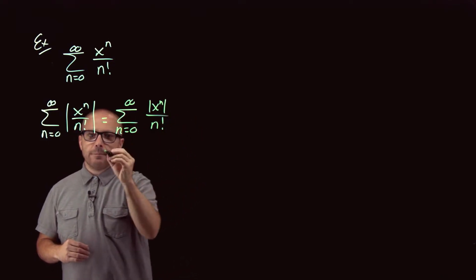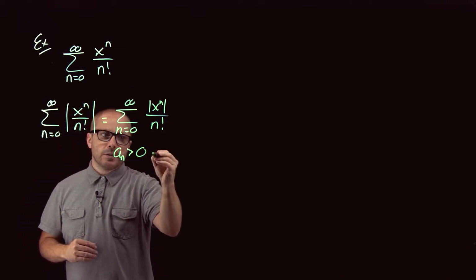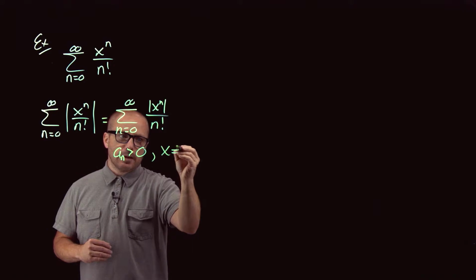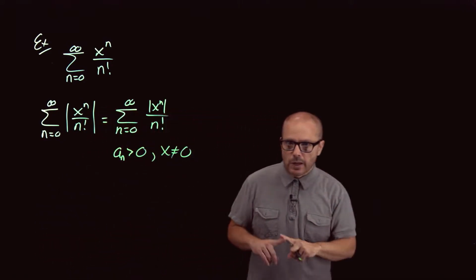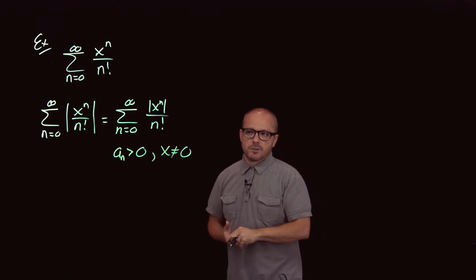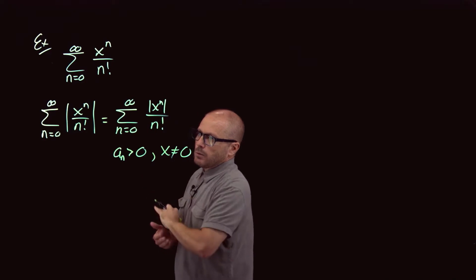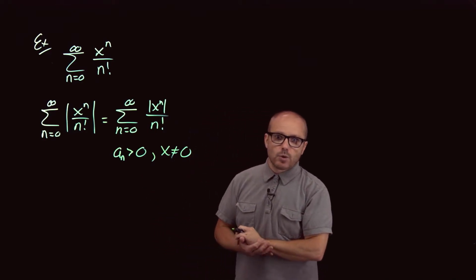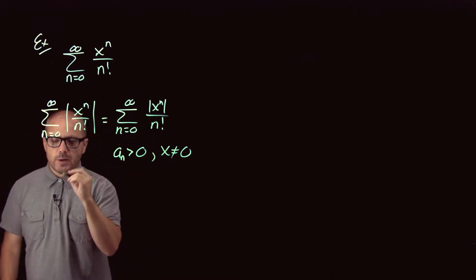these a sub n are all strictly greater than 0 so long as we're not at our center, right? And that, again, we can always ignore the center because trivially we know every power series converges at its center. So ratio or root, well, again, we've got a factorial, so that pushes us towards ratio. So let's do the ratio test here.